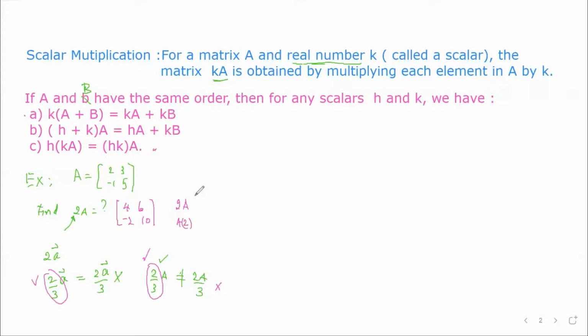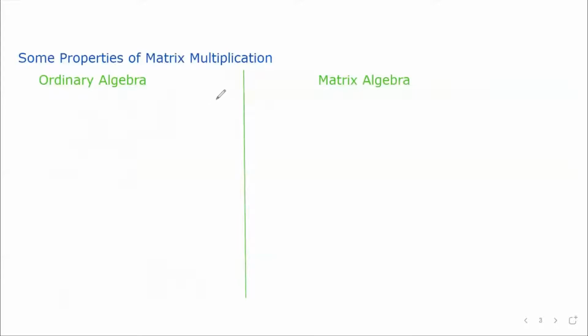Okay, so now I will go to the next one, multiplication, more the idea of multiplication. Let's see some properties of matrix multiplication. If we look at ordinary algebra, we compare between algebra and the matrix.